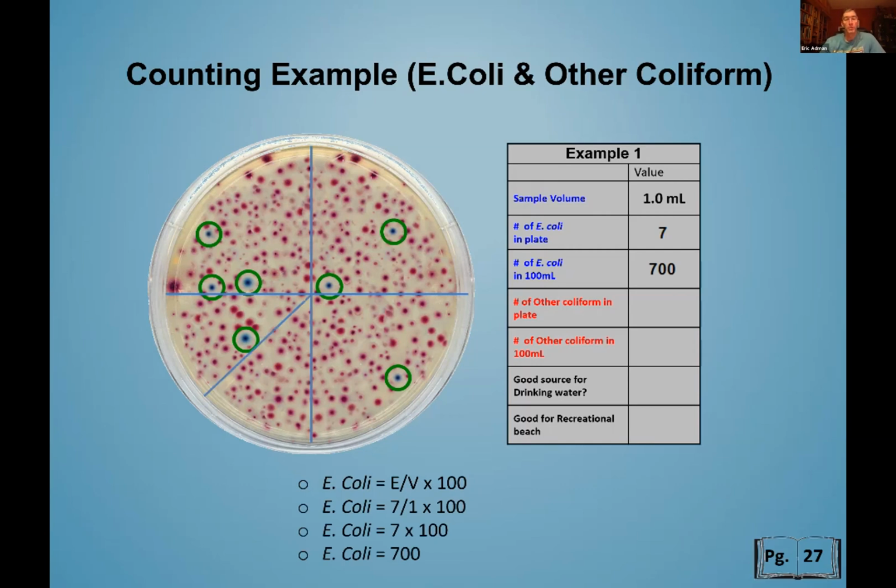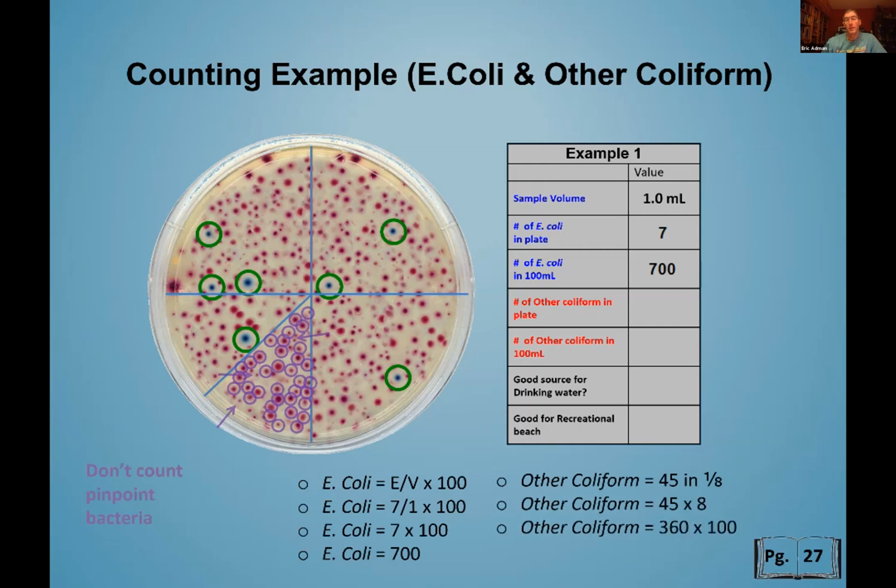The other thing we're going to do is count up all these other coliform bacteria as well as we can. In this case, we counted 45 in a 1/8 fraction of the dish. So multiplying that by 8 is 360. And then because our sample was 1 milliliter and we're comparing it to a 100 ml sample, we multiply that by 100. So 36,000 other coliform bacteria.